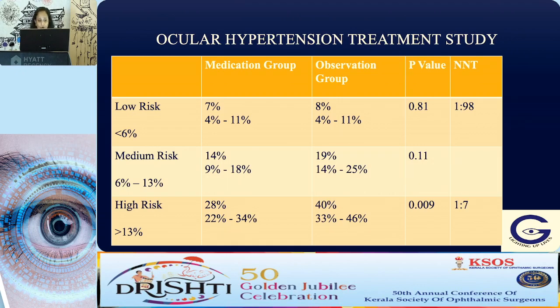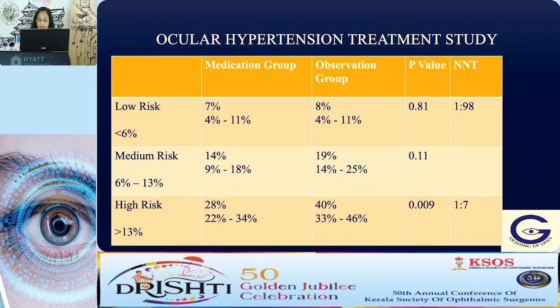In the low risk group, there is not much significant difference in the mean risk of development of POAG and also the confidence interval between the medication and the observation group. So the risk for progression to POAG is less than 6% in this group, and the number needed to treat is 1:98. That is, you have to treat 98 patients with ocular hypertension to prevent one person going in for open angle glaucoma.